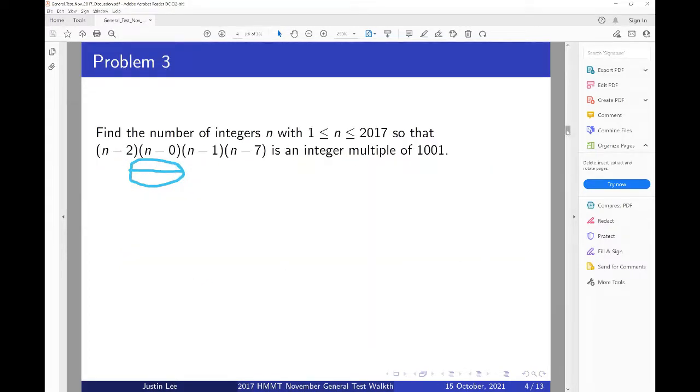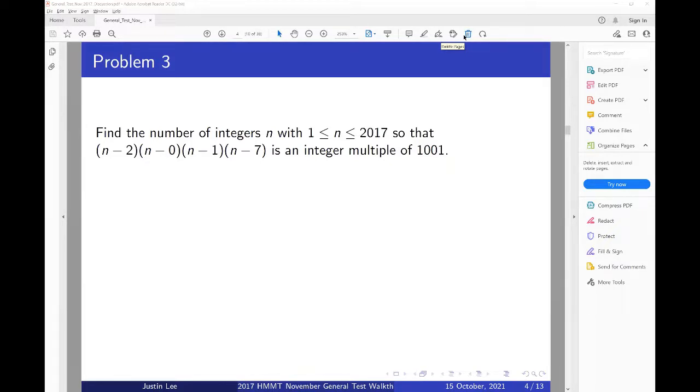Next page. Okay. Can I clear all? Okay. Find the number of integers n between 1 and 2017 so that n minus 2 times n minus 0 times n minus 1 times n minus 7 is a multiple of 1001.